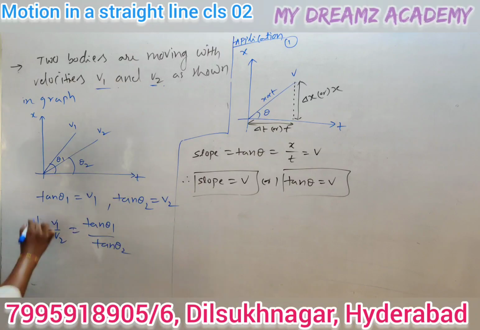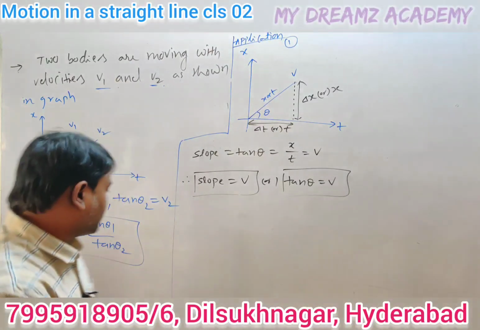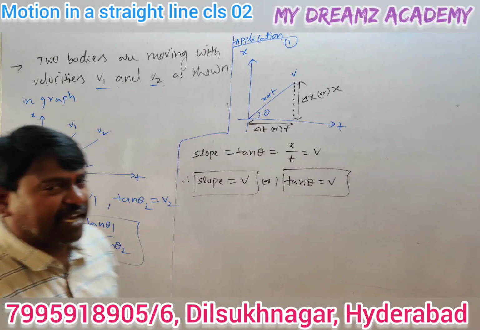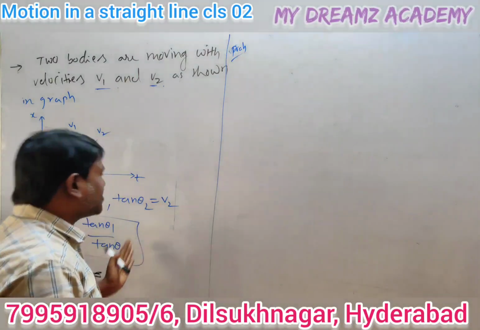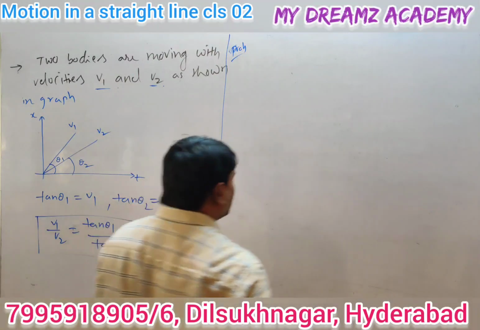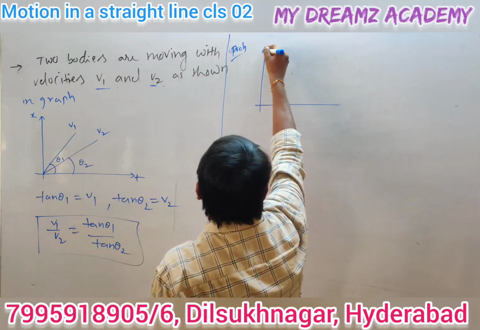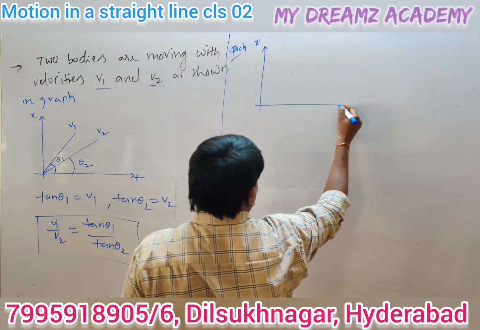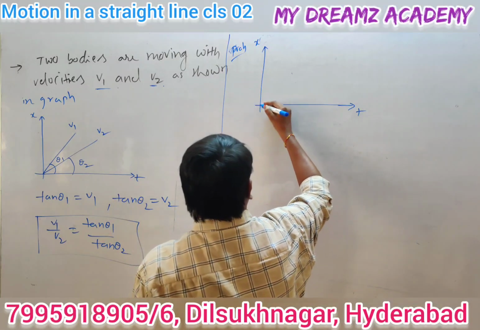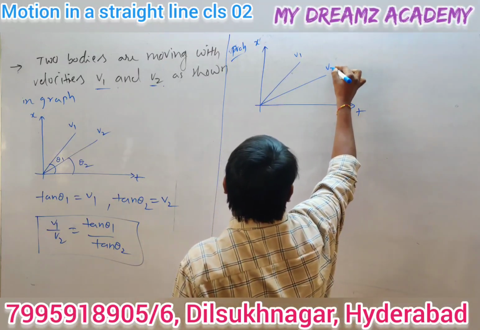That is a ratio of velocities. Ratio of velocities, v1 by v2 equals tan theta 1 by tan theta 2. Based on this, let us discuss one problem. Two bodies are moving with velocities v1 and v2. The equivalent x-t graph is shown in the figure like this. So, this is the given problem. The first body has velocity v1, the second body is moving with velocity v2.